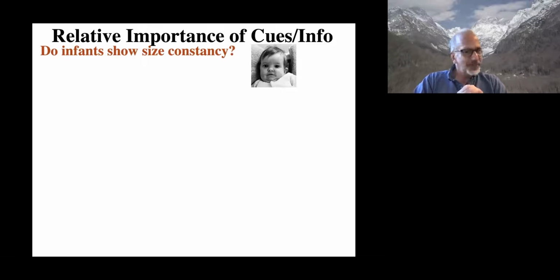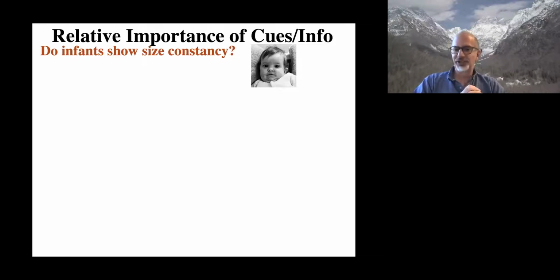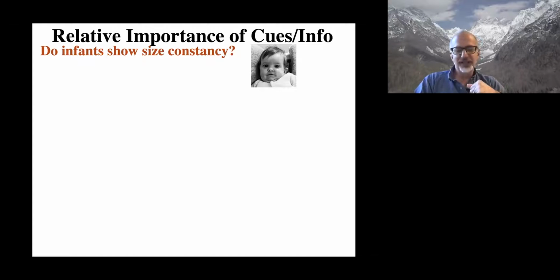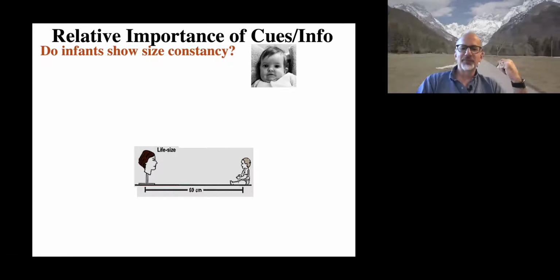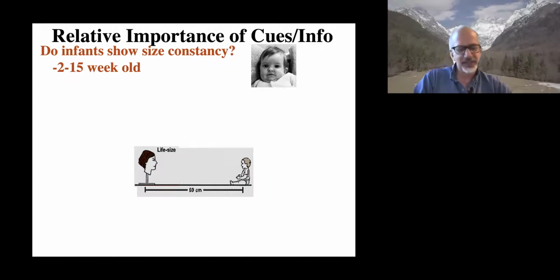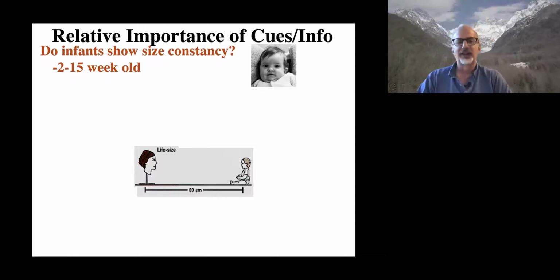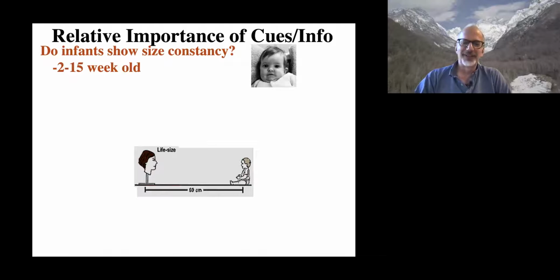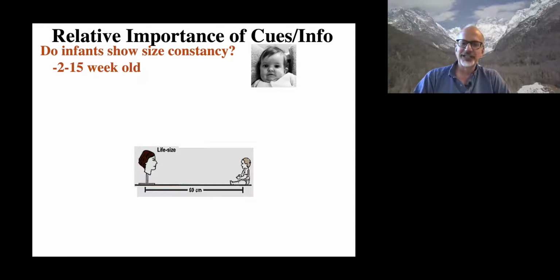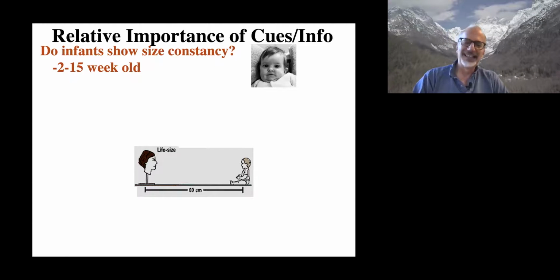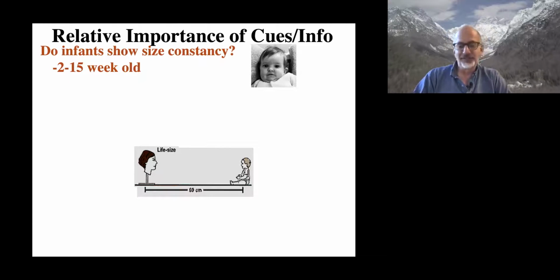Okay, it's going to be a different method to do this in order to see if infants are able to show size constancy. And we're going to use young infants here. I think they are between 2 and 15 weeks old. Actually, it can be done earlier, and it has been done earlier now. But what you do is you put a little mannequin head out in front of the infant, smiling. It's a happy mannequin head, so the infant isn't scared of it, and it's life size.